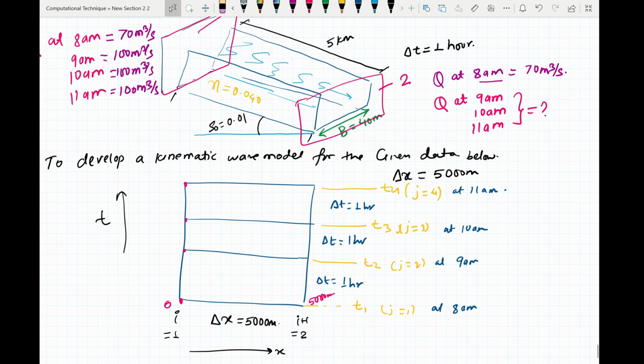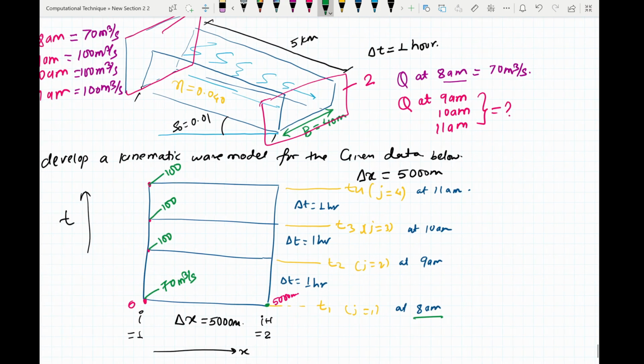So in this grid, this one will be 70, 100, 100 and 100. Here at this point, which is 8 o'clock at section 2, this equals 70, which is the outflow. Now you have to find this point and this point. So you can write these as Q22, Q23 and Q24. So Q22, Q23, Q24 equal what?